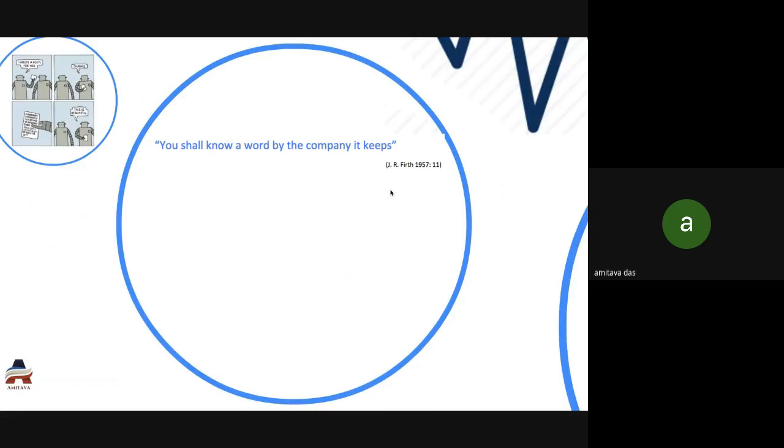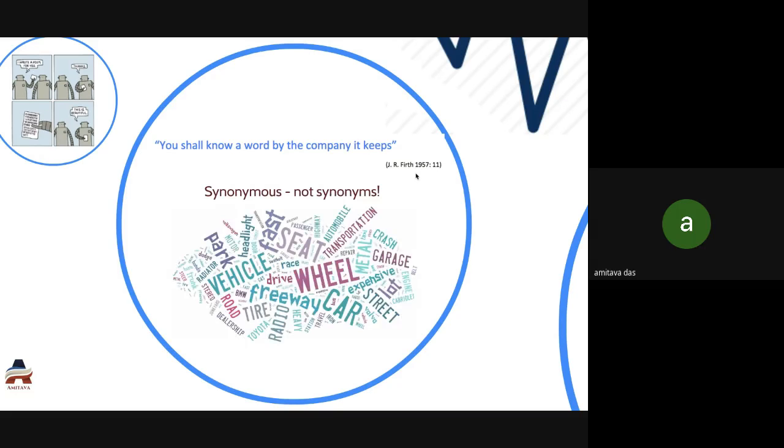Okay. So in 1957, there was a nice paper by James Ford, who said, you shall know the word by the company it keeps. Although it was published in 1957, nobody gave much attention to this paper. Later on, in the mid 80s and so on, people started using it for computation. So what does it mean actually?